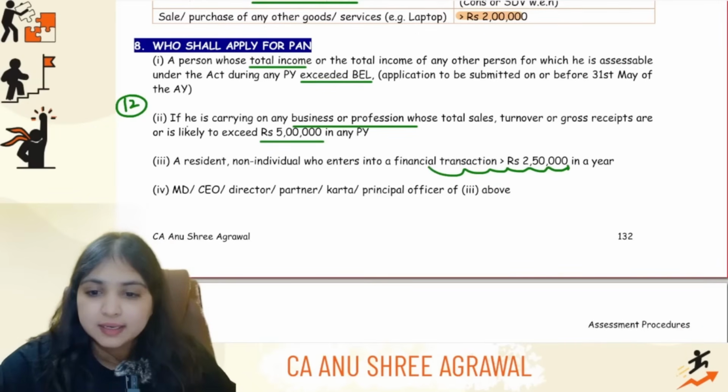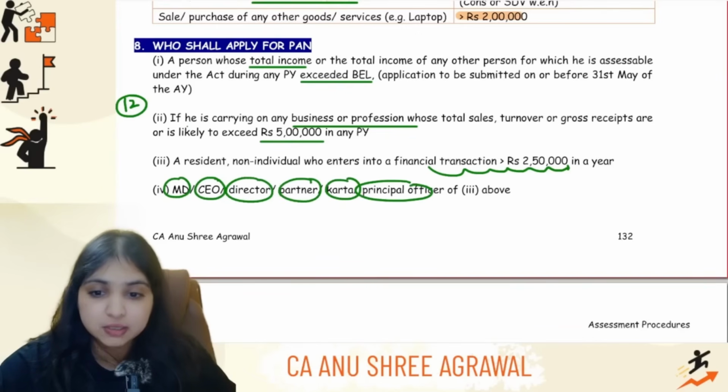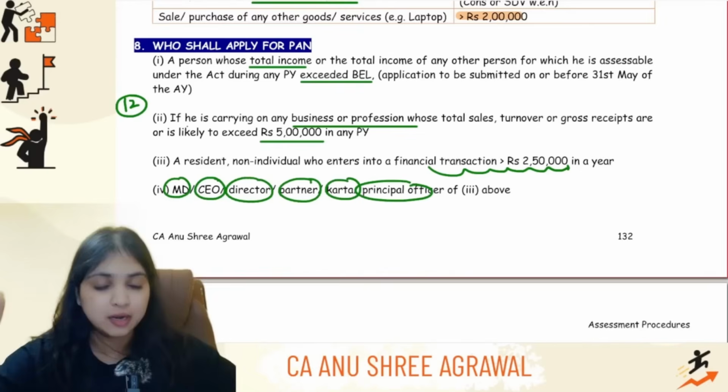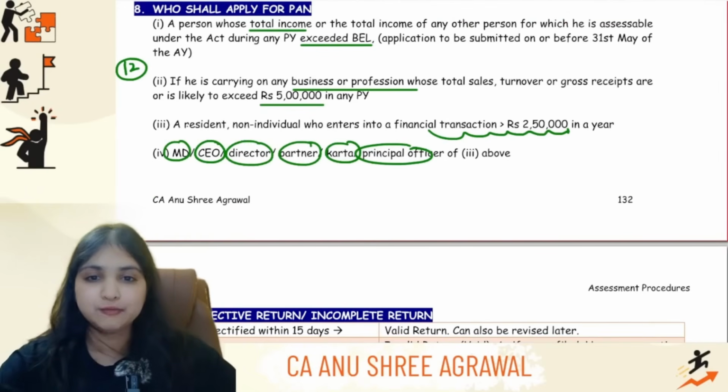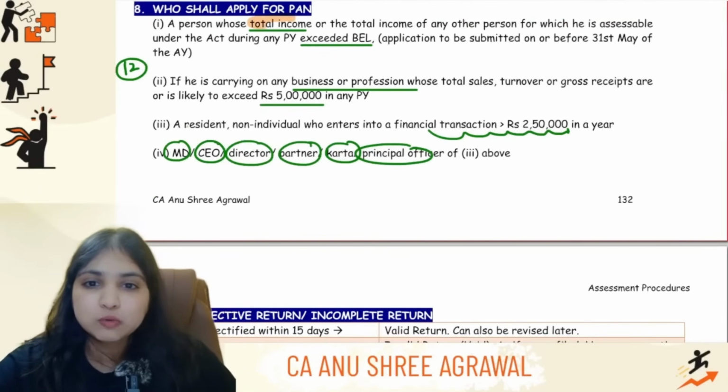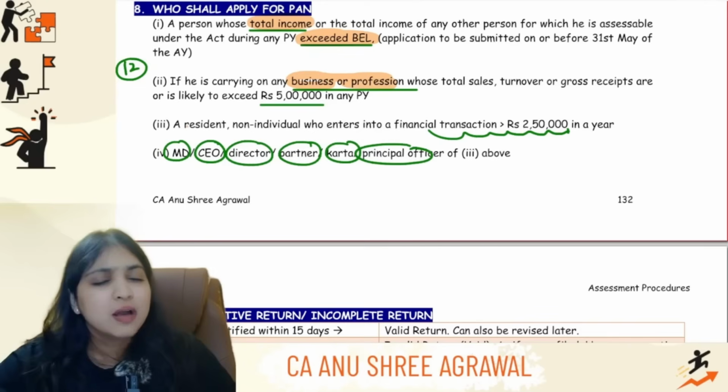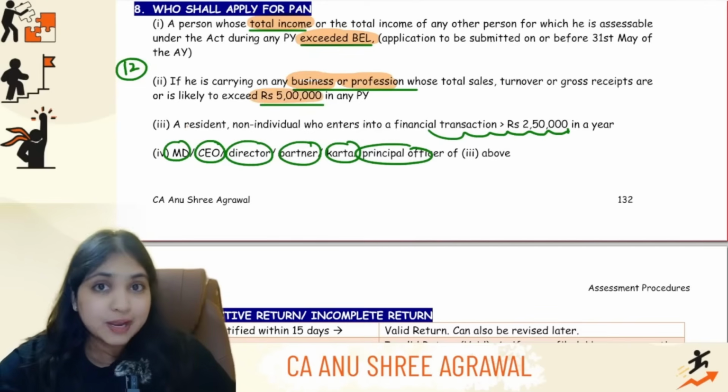Now, that entity's MD, CEO, director, partner, karta or principal officer, even they have to get a PAN. So, totally 4 people have to apply for PAN. Number one, every person whose total income is more than basic exemption limit. Number two, every person who's carrying on a business or a profession and the turnover or gross receipt is more than 5 lakh rupees.